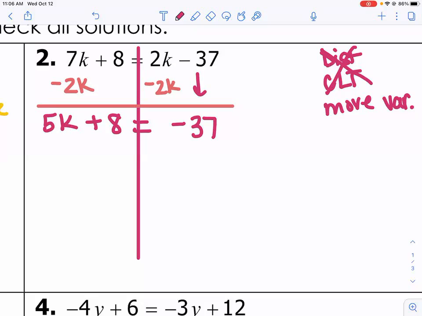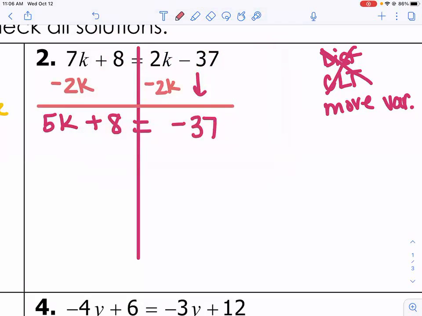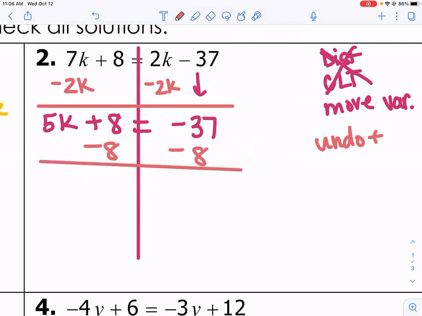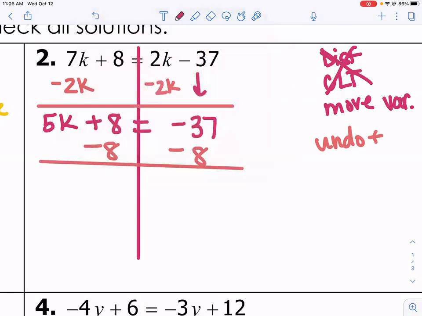Okay. Harper, what's our next step? Okay, we need to undo our addition by subtracting 8 from both sides. Do the plus 8 and minus 8 actually undo each other to go to 0? It does. So we're left with 5K on the left.